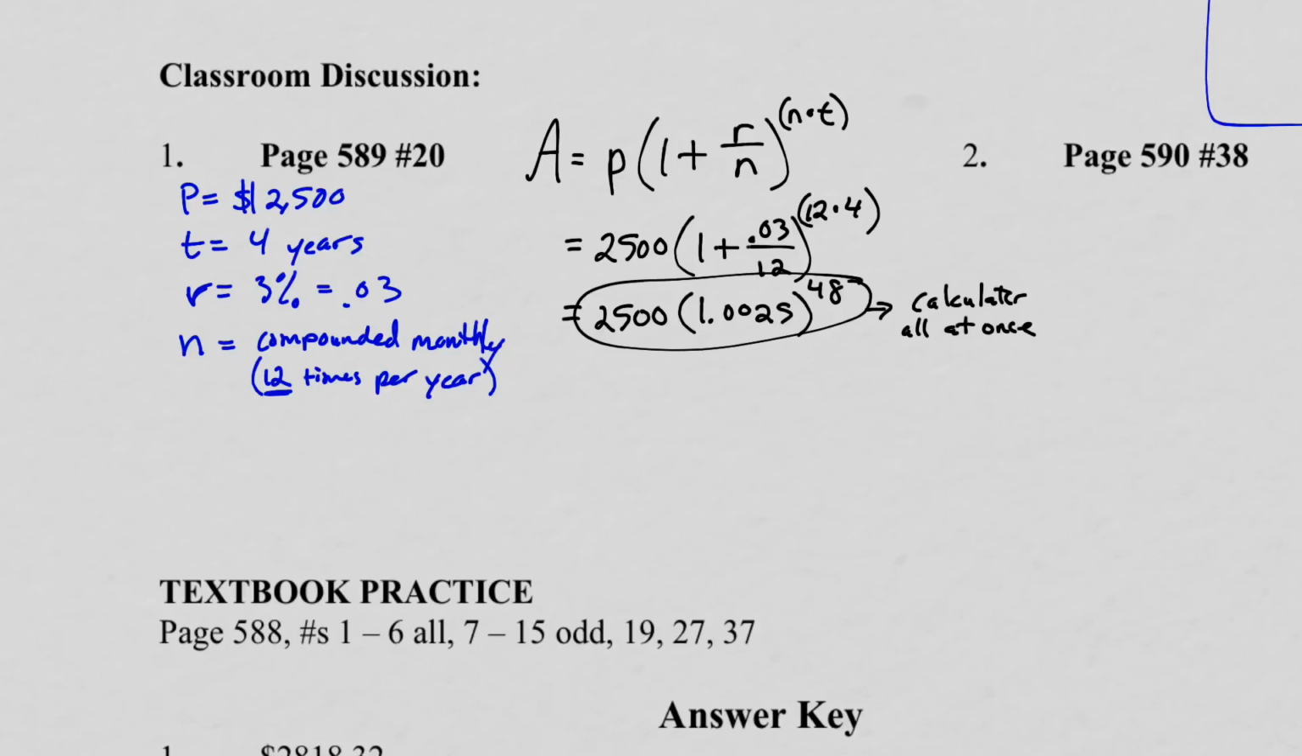All at once. So you type all that in, 2500, close parentheses, 1.0025, close parentheses, raised to the 48th power. Okay, you need to learn how to do that on your calculator. That's going to give us $2,818.32.